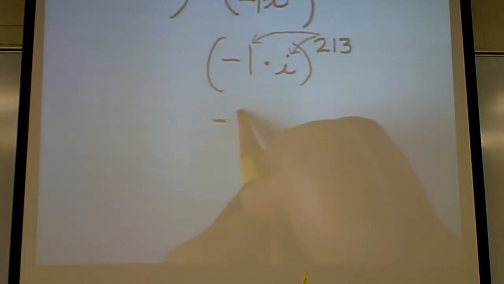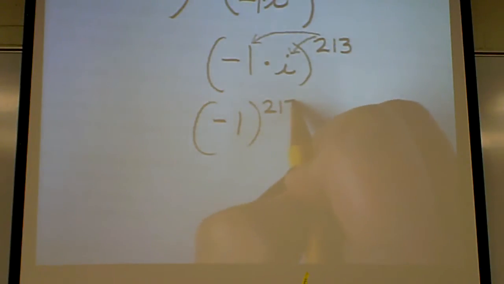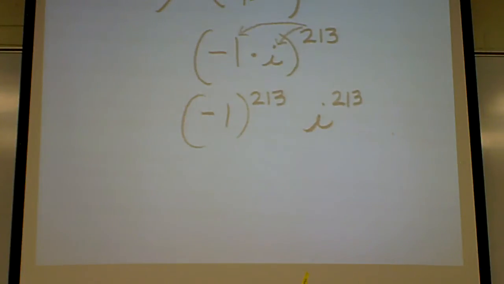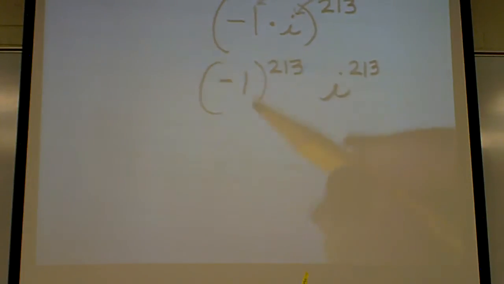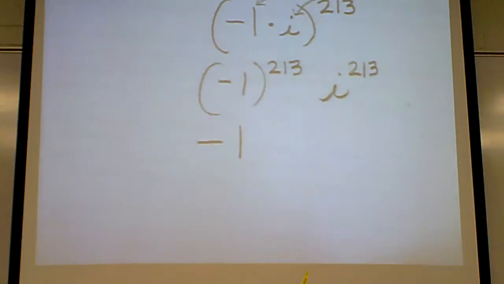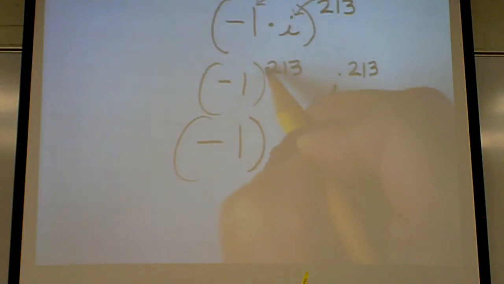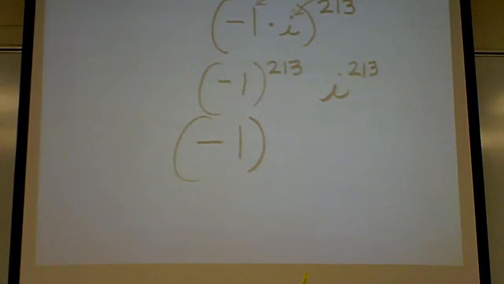So what is negative 1? If you were to take negative 1 and multiply it by itself 213 times, let's deal with this. This is going to be a 1 or a negative 1. It's going to be a negative 1 if the power is odd. It's going to be a 1 if it's even, right? So this whole thing goes to what? Negative 1. So we can get rid of that. Just bring it down.